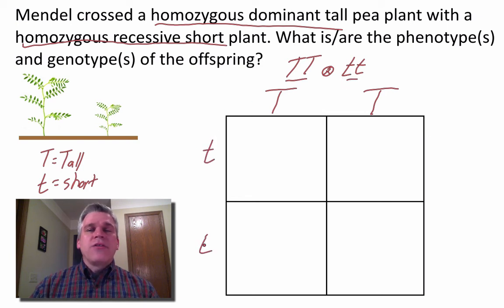Then I'm going to take the other parent and I'm going to separate their 2 alleles. Put one in front of each row. Now could I have done this the other way? Certainly. There's no rules on which parent goes on which side of the Punnett square.